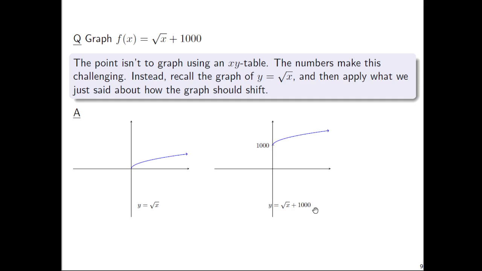So there we go. Without doing an xy table, which will be extremely time consuming here, and the numbers will just be so off because of 1000 being such a huge number, I just shift this thing up 1000 units. So y is equal to root x plus 1000 is this graph, the blue part here, just shifted up 1000 units. How about graphing g of x equals absolute value of x minus 318.